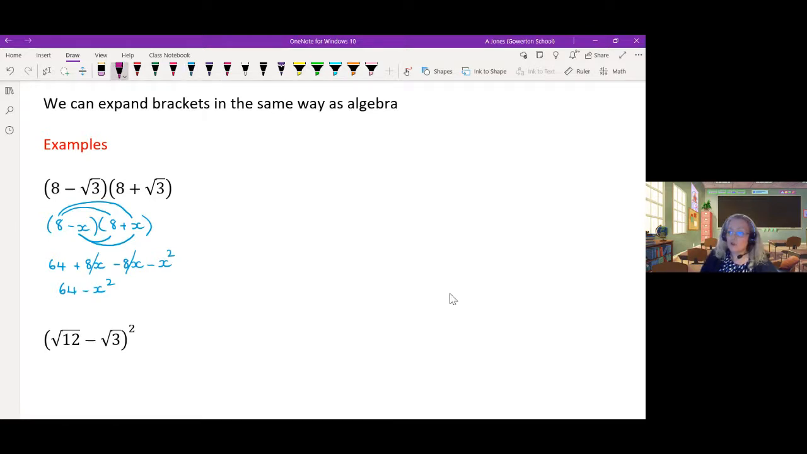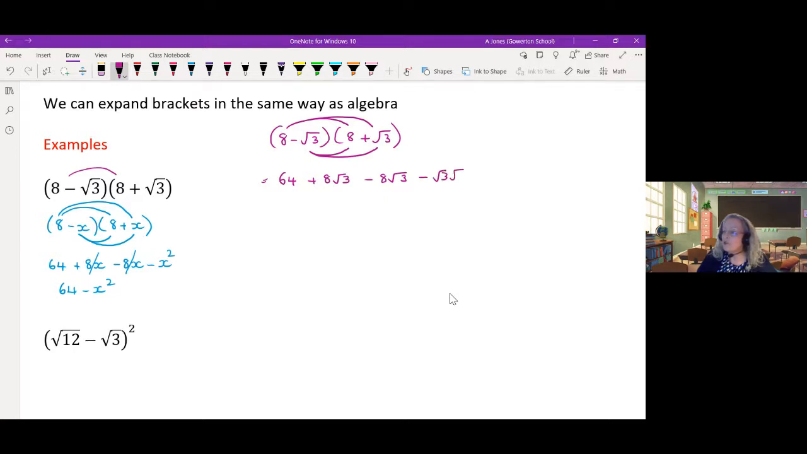Now I'm going to apply the same rules. So I start with, and I'm just going to write it down again, 8 minus root 3, and then 8 plus root 3. So I'm going to start with 8 multiplied by 8, which is 64. And then 8 multiplied by plus root 3, so that's plus 8 root 3. Then minus root 3 multiplied by 8, which is minus 8 root 3. And then minus root 3 multiplied by plus root 3. Minus multiplied by plus, signs of difference, so that's minus root 3 root 3.